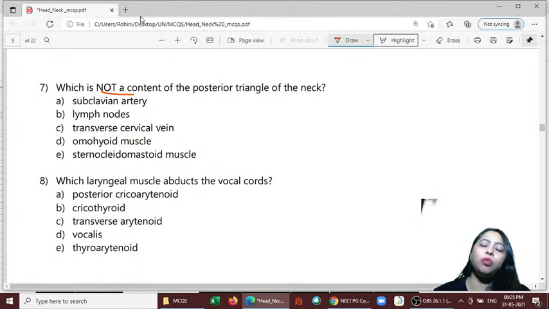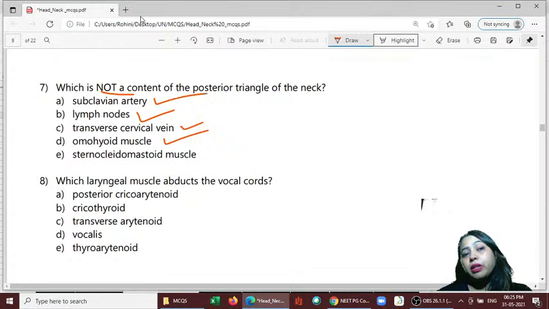So posterior triangle, what are the contents? Is there omohyoid muscle? Yes. Is there transverse cervical vein? Yes, it is a content. Lymph nodes are present. Subclavian artery is part of the posterior triangle.